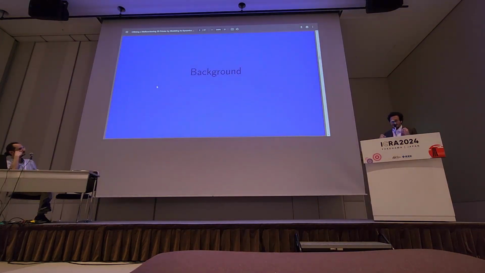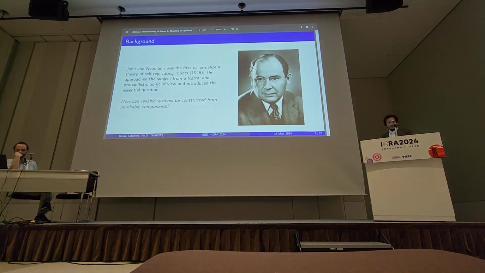And now with more scientific background. Von Neumann was the first scientist to formalize a theory for self-replicating robots, in 1948. And he introduced a very important question: how can reliable systems be constructed from unreliable components? Because when a system has a broken part, that can be seen in some sense as an unreliable component.